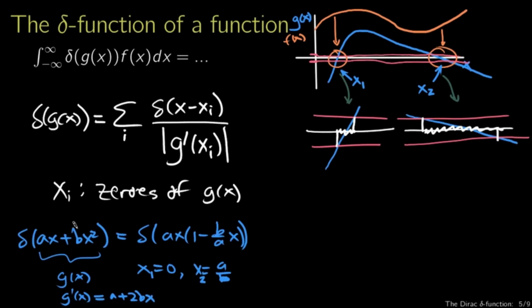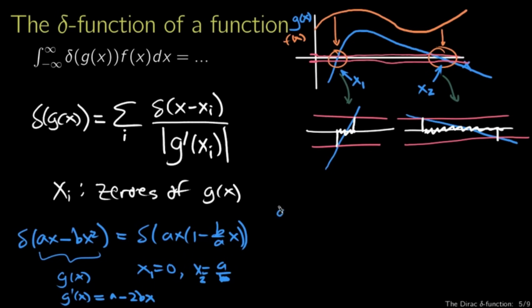Oops, sorry, I've dropped a minus sign here. Let's make that a negative, just for the sake of correctness. The second formula I wrote here was correct. That minus sign didn't just magically appear from nothing. So I know what my x1 and my x2 are. I know what my derivative is.